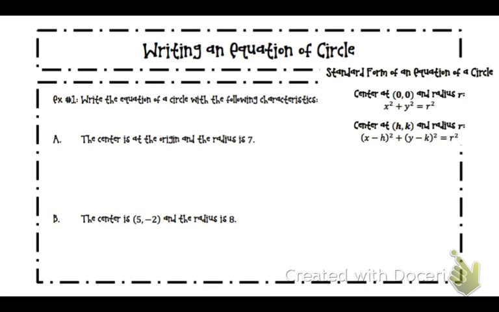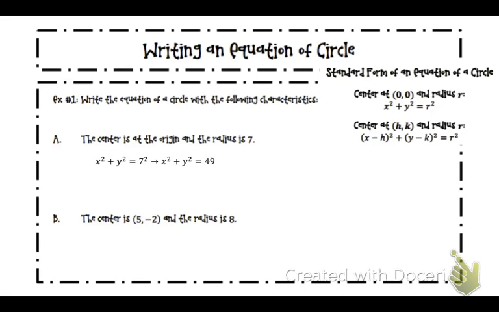So let's look at this. We're given a center at the origin and a radius of 7. So that's going to be center at 0, 0 and 7 radius. So that's x squared plus y squared equals 7 squared, which is x squared plus y squared equals 49.